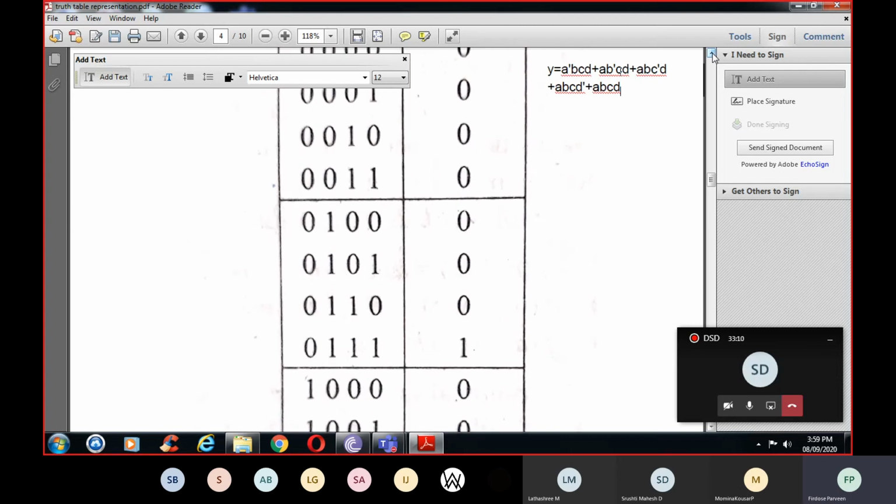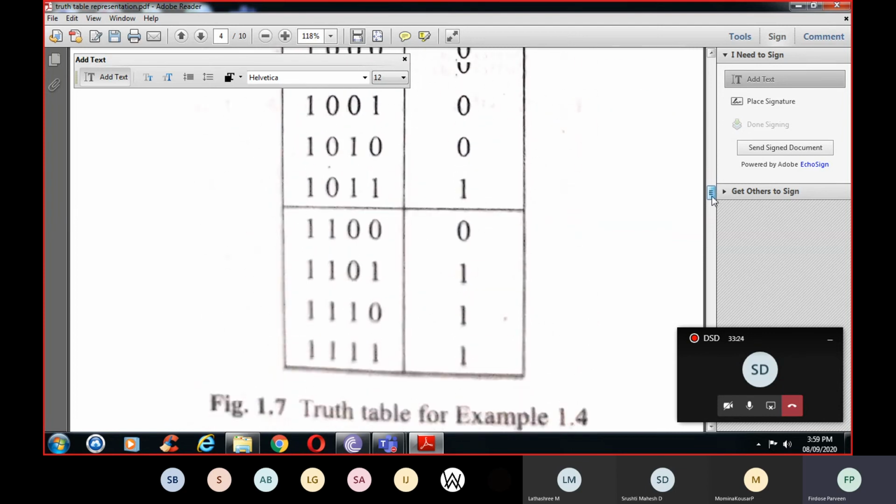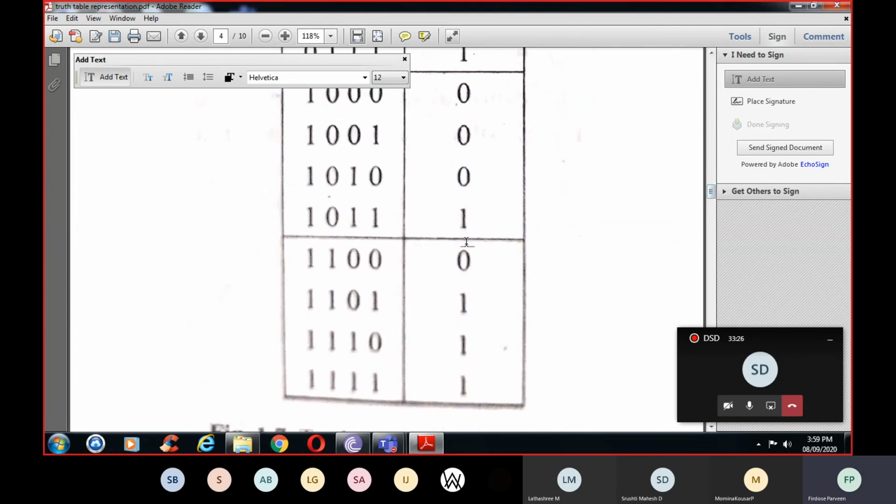Or if they ask you to write in decimal notation, how will you write? You'll be writing y is equal to summation, sigma you'll be using. Okay. So where it was 1, it is 1 at 7. This is 7. So 0, 1, 1, 1 means it is 7. Where the output is 1, here it is 11, this one is 13, 14, 15.